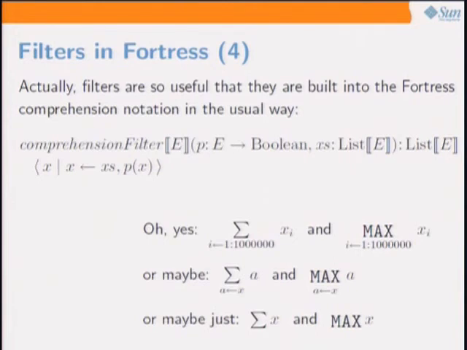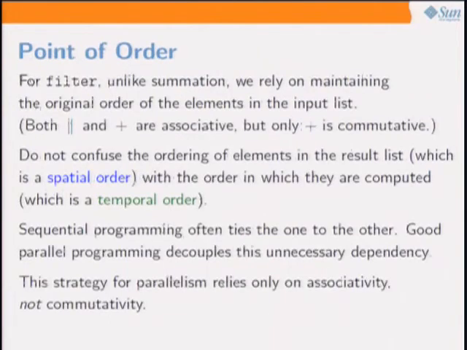Oh, and by the way, in Fortress, just as we can use big concat, we can use big sigma and big max, and we can have the i's going from 1 to a million, or we can simply draw a from x and say big sigma of a, or you can just apply big sigma to the list to begin with. All of these notations are possible in Fortress. They all work.